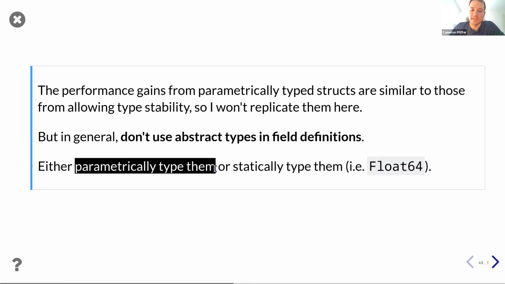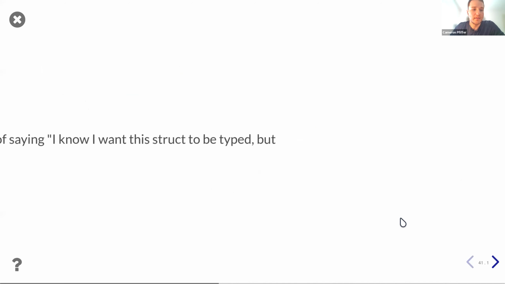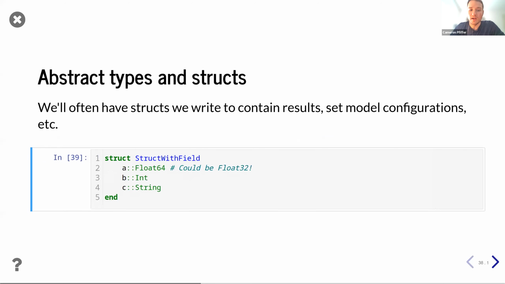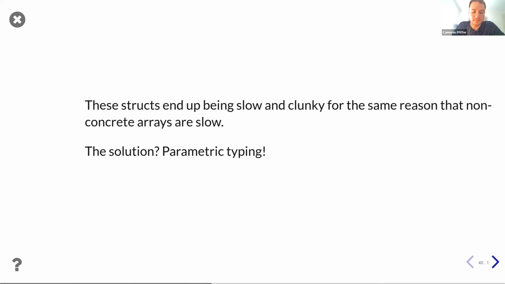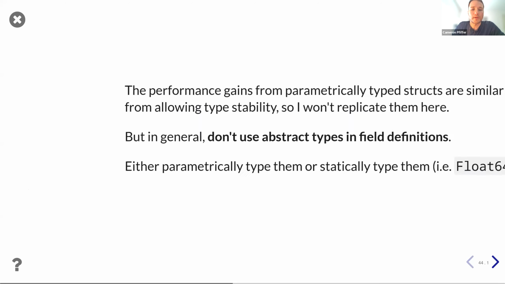So either parametrically type them, as we just did, or statically type them, as in Float64, right? Let me see here. This struct is also fine. It's not very flexible, but it's fine. It's concretely typed, and this is quite fast for Julia's compiler to work with. But you can't really change it as you write new code. Okay.